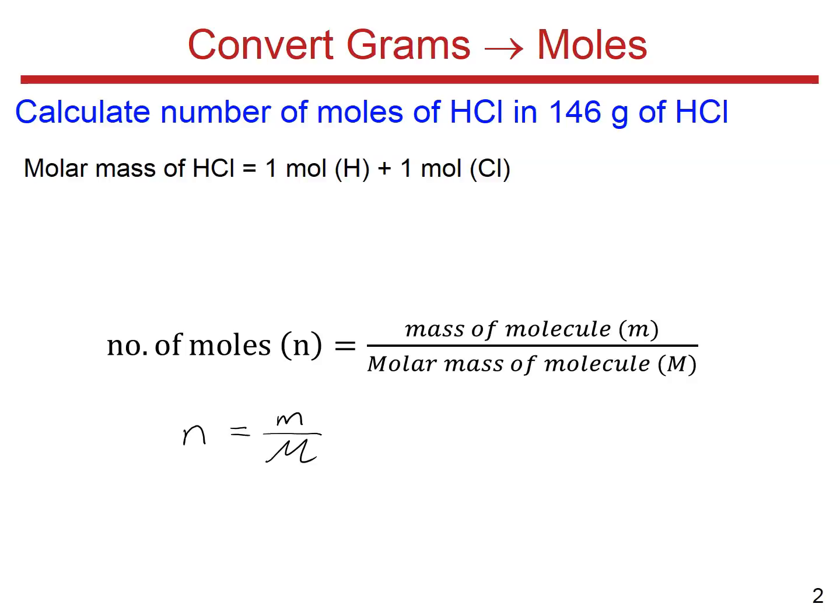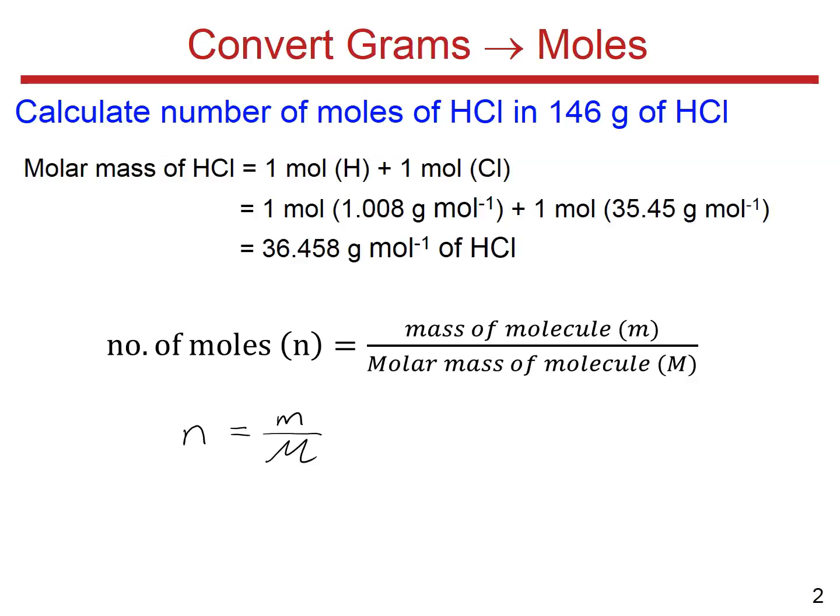HCl consists of 1 mole of hydrogen and 1 mole of chlorine. We can look up the molar mass of hydrogen and chlorine from the periodic table, and we know that the molar mass of hydrogen is 1.008 and the molar mass of chlorine is 35.45, and that gives us a total of 36.458 grams per mole of HCl.